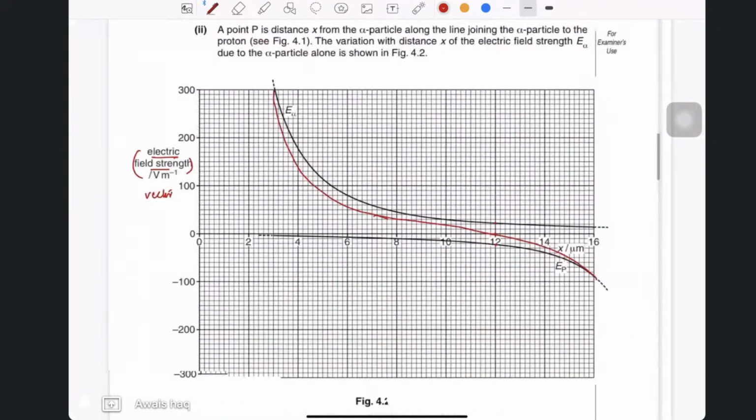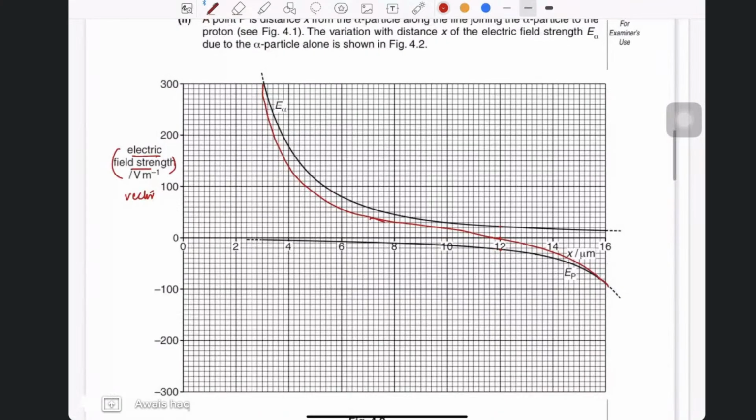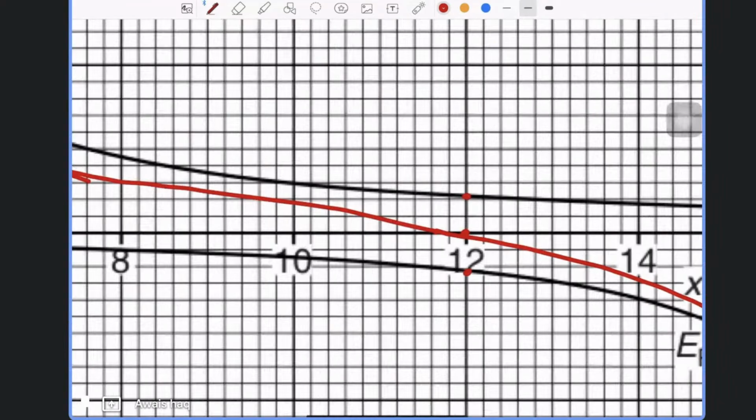Sir, can't we take it at like 10 or 11? Because it looks closer or more accurate. 10 or 11. 10 is not. 10 is like 1 and 1.5, and on the top there's 3.